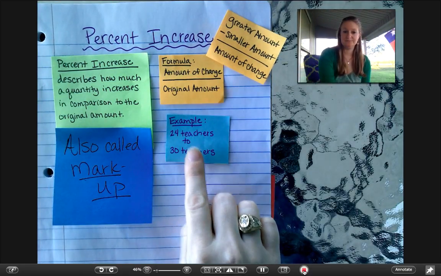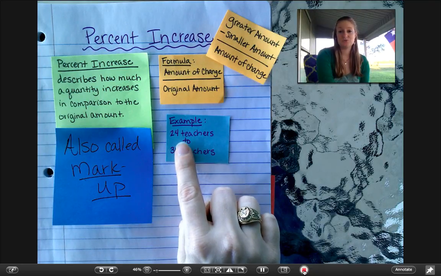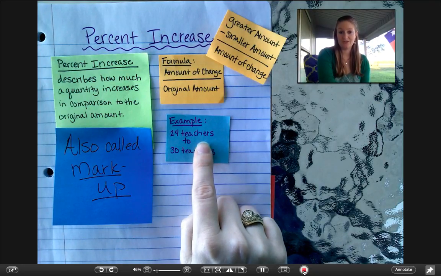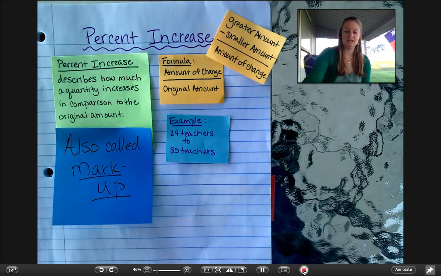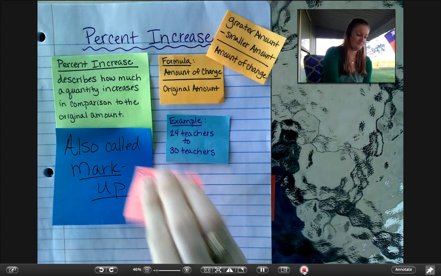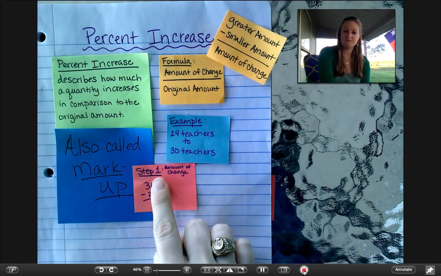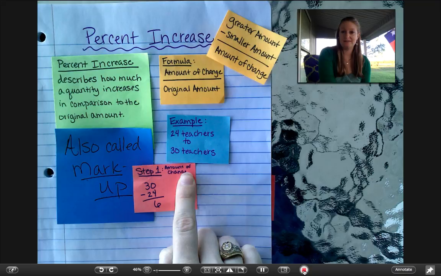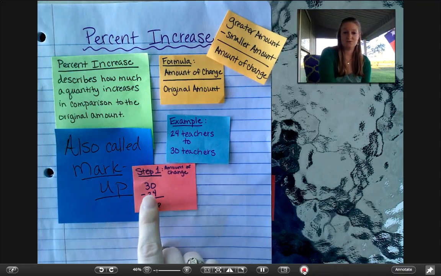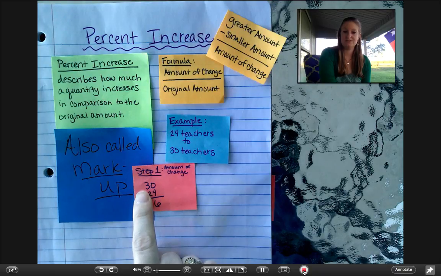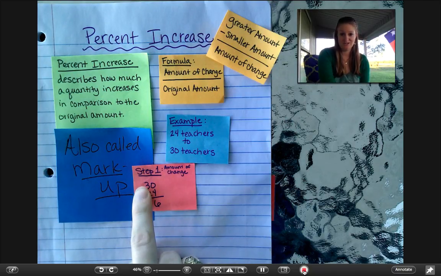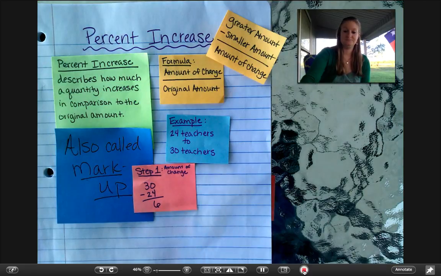So here's our example. We're going to start off with 24 teachers at a school, and it's increasing to 30 teachers. Our first step is to find the amount of change. So smallest number subtracted from the larger number, which gives us 6, because we started with 24, and it's being subtracted from 30 to give us 6.